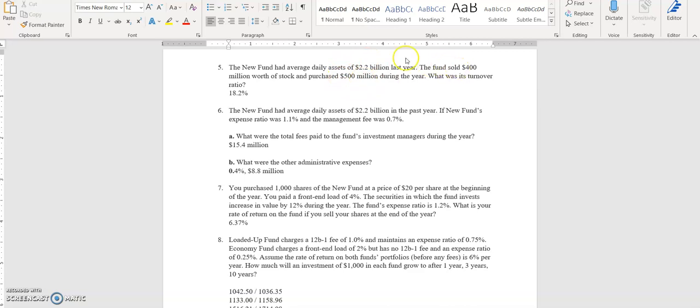Okay. So of its existing portfolio, it sold $400 million worth of stock and then purchased 400 million of new, different stock, and then it had additional purchases of 100 million. So its portfolio turnover is based upon how much of its portfolio it changed. It changed $400 million worth of its portfolio of a total of 2.2 billion. So 400 million over 2.2 billion, that's 18.2%.